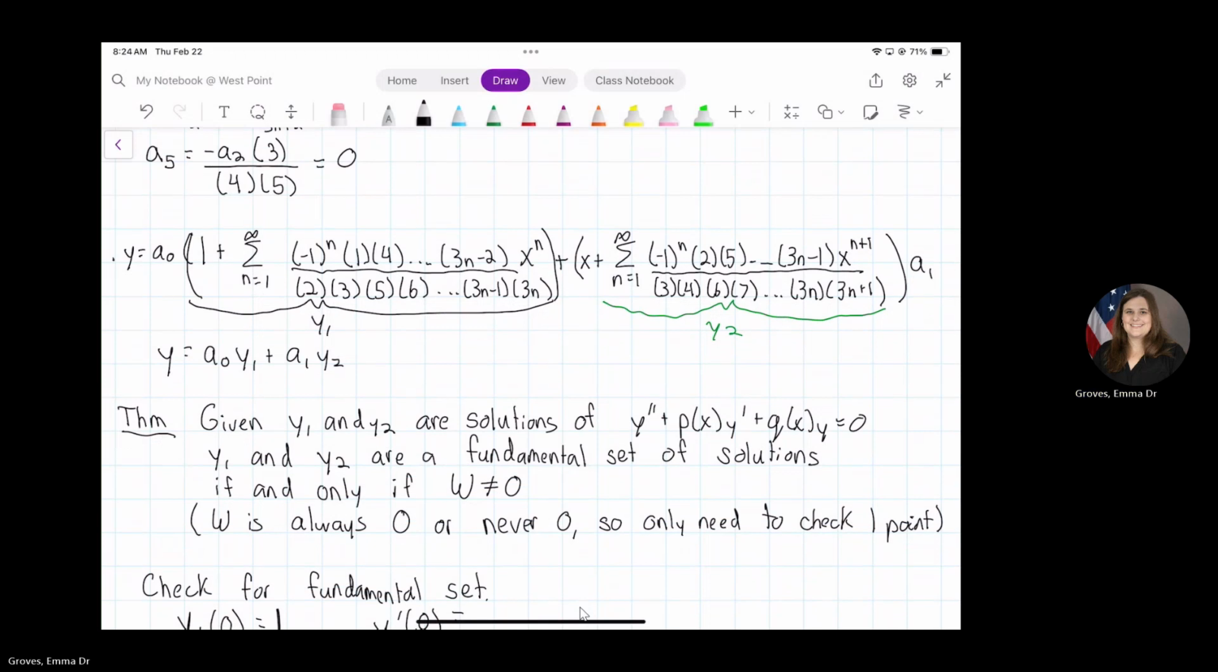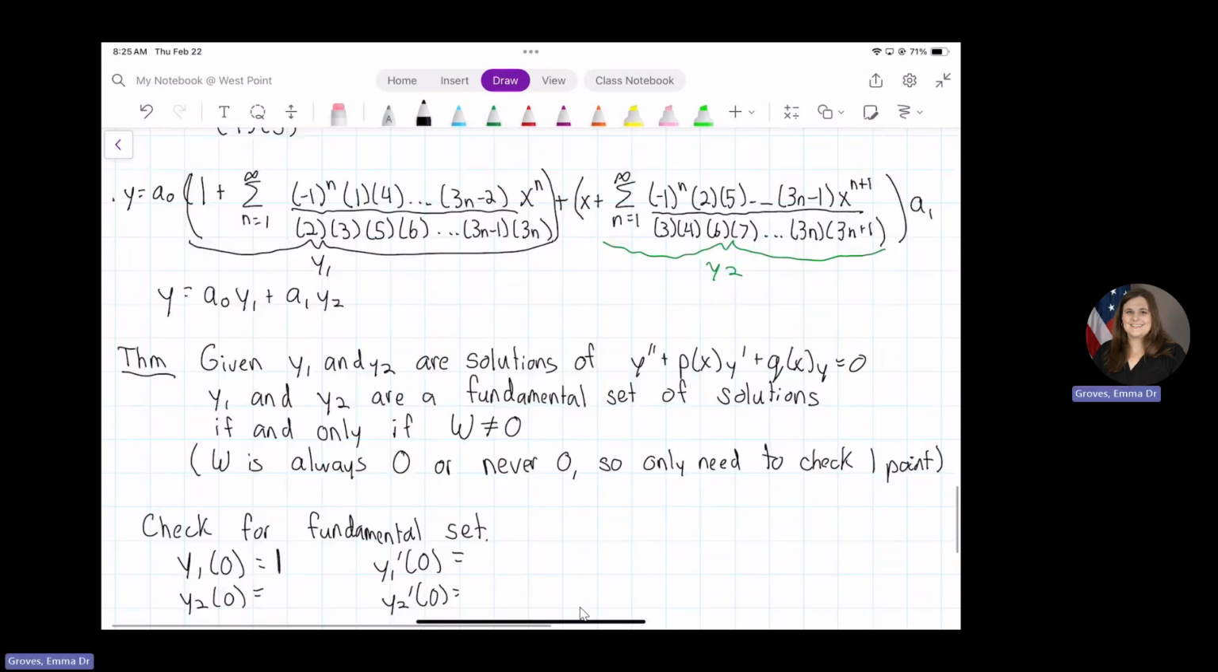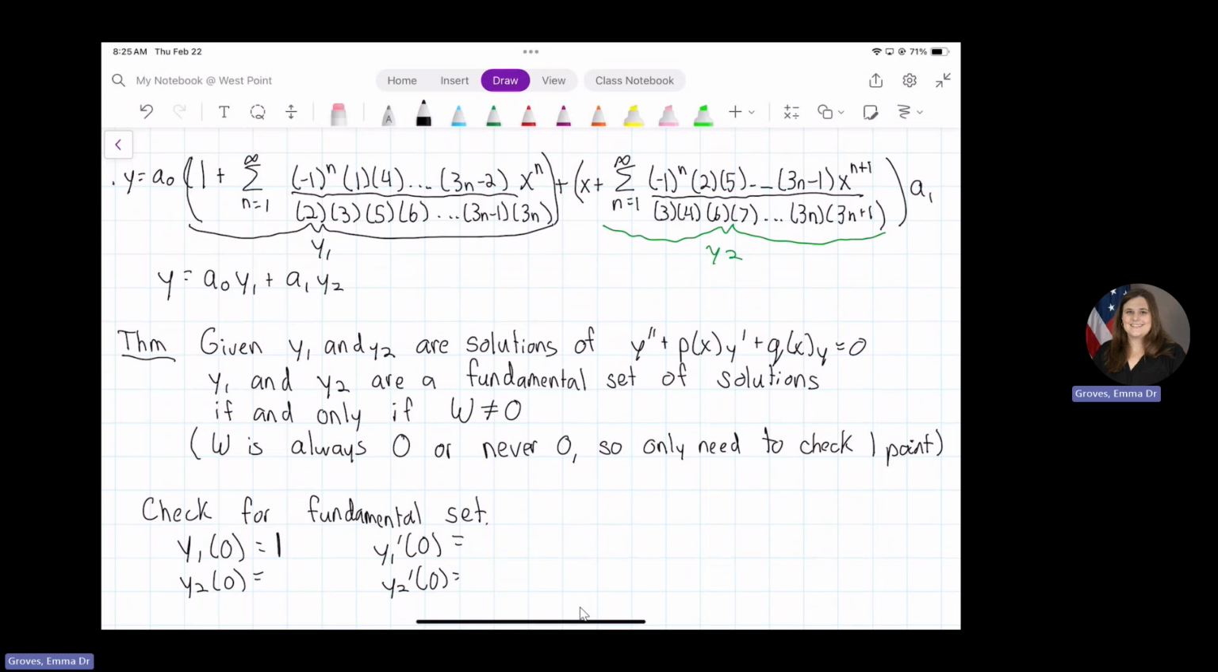Is that okay? Have I just confused the heck out of all of you? Pat is shaking his head. Thank you for being honest. Okay, but let's look at it. Since we are now starting at 1, if I want to calculate y1 of 0, if I plug a 0 into x for all of these, this whole thing becomes 0, right? So that's how I got the 1, okay?